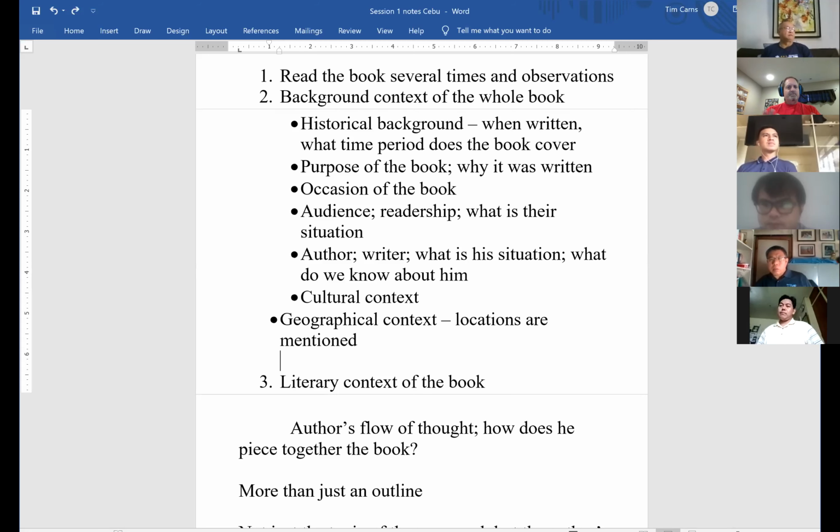And so each book, those two books are strongly connected only because it's the same author and the same recipient, but they have a different purpose, different occasion, written at different times. The same can be said for First and Second Peter. Peter, same author, writing to the same audience, but each book has a different focus. First Peter, his focus is on how they are to stand firm in Christ even while enduring trials and persecution. Whereas Second Peter, he writes as sort of a reminder.